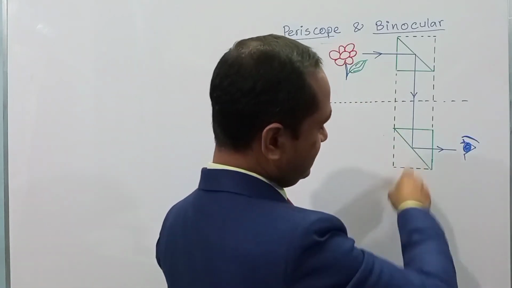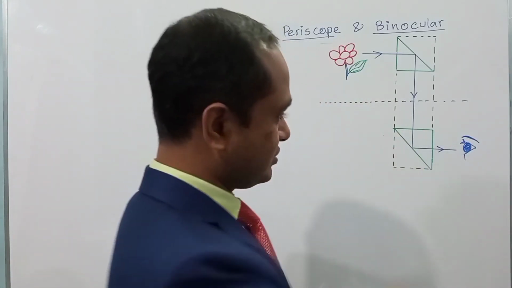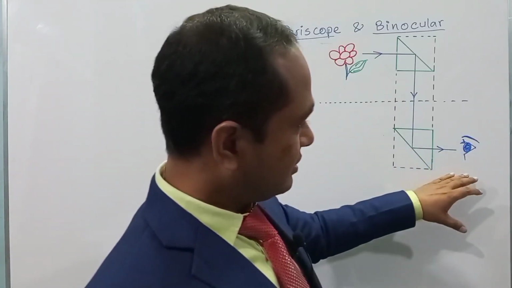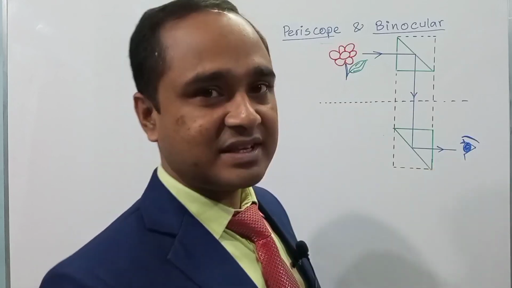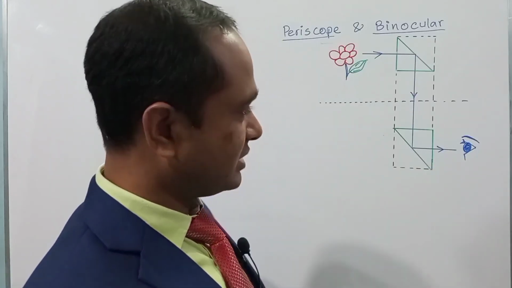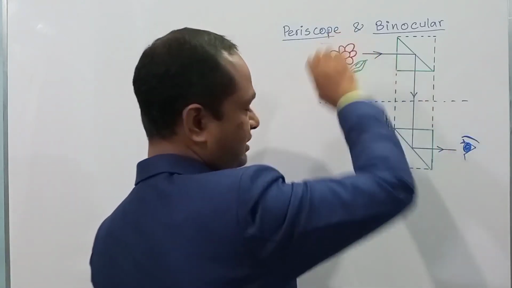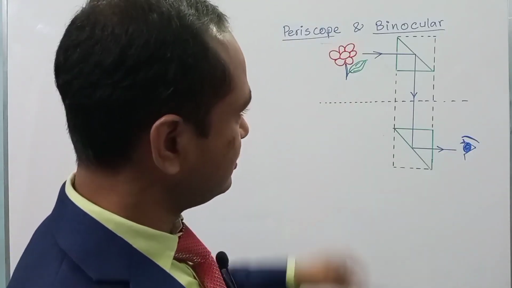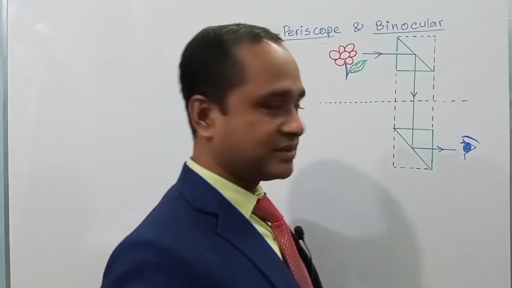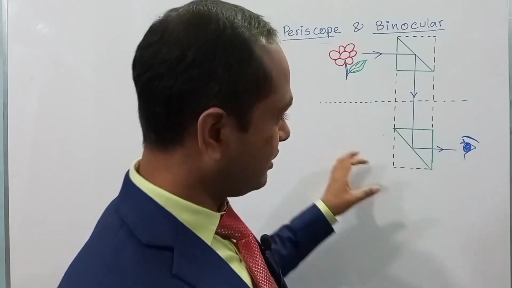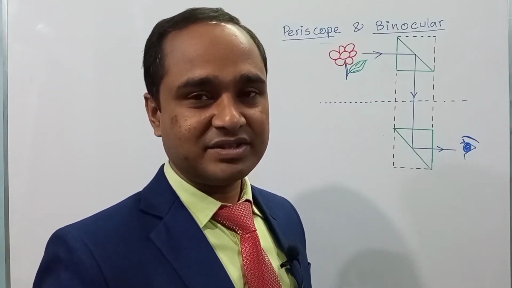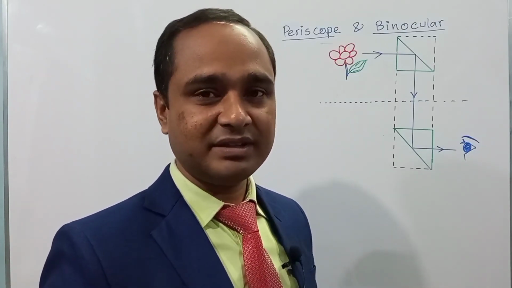And for the same reason, due to total internal reflection, it reflects back to the eyes of the viewer. So keeping himself inside a submarine or under the water, he can observe the object above the water level. So this is the mechanism of a periscope. This is more powerful than the ordinary periscope made by mirrors.